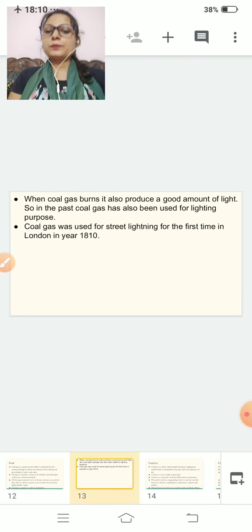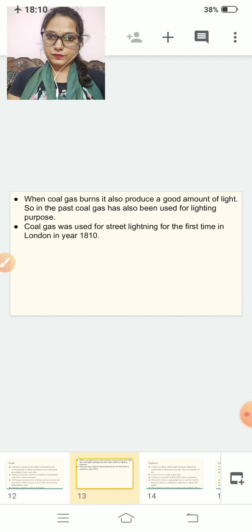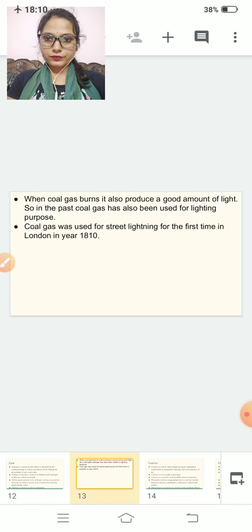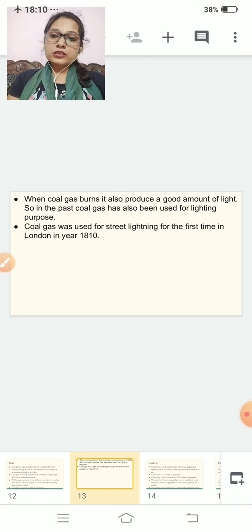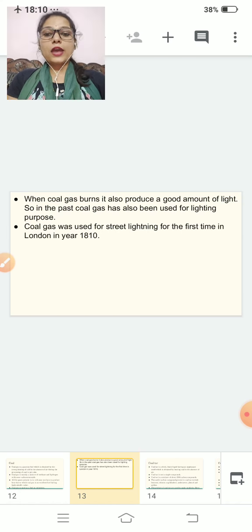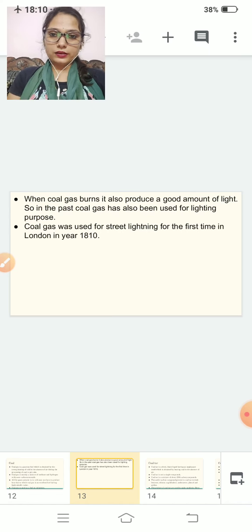Now, when coal gas burns, it also produces a good amount of light. So in the past, coal gas has also been used for lighting purposes. Coal gas was used for street lighting for the first time in London in the year 1810. When you burn this coal gas, it produces a large amount of light. Clear?